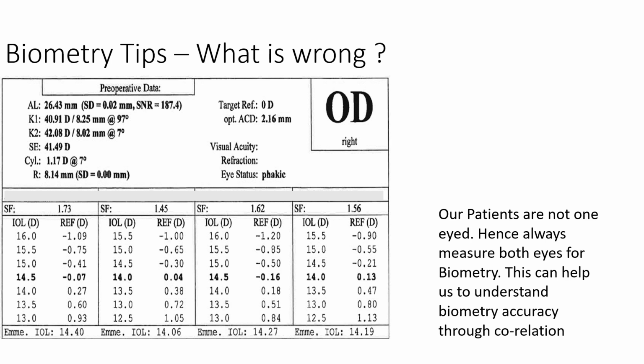Here is a biometry data. Can you tell me what is the challenge with this kind of biometry data? Well, you are correct. We only have one eye's biometry done. In the absence of the other eye's details, it is very difficult for us to compare between the two eyes.